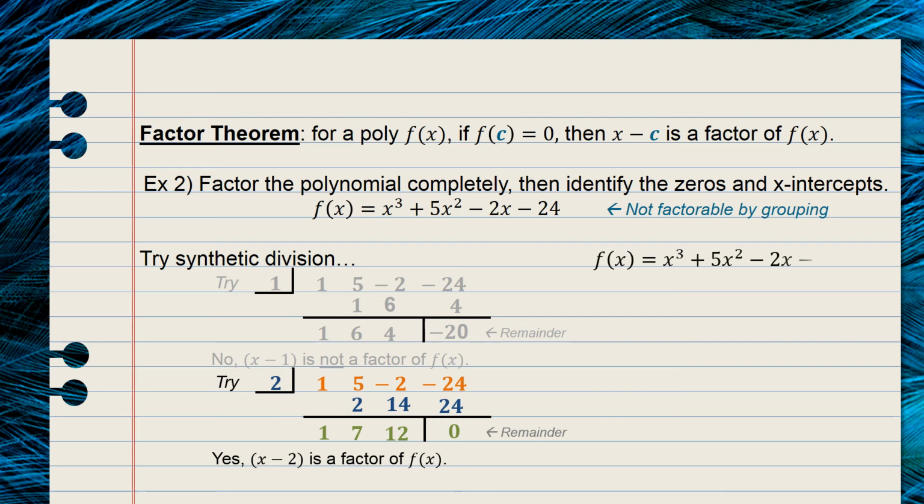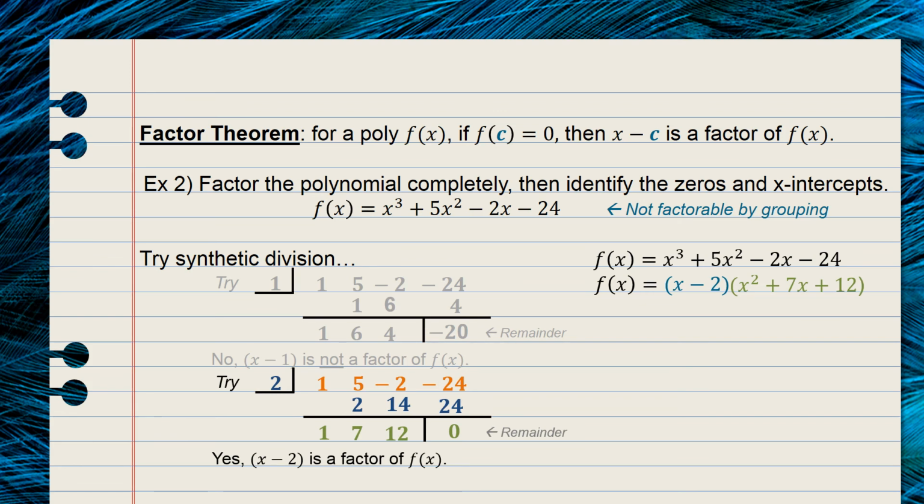So on the right hand side, I have the original function. F of x equals x to the third plus 5x squared minus 2x minus 24. I identified a factor, which means I can now pull out an x minus 2 from the function. But what am I left with? Well, if I factored that out, that means I'm left with the quotient, the result of the division. Well, from synthetic, I have a 1, a 7, and a 12. Well, that means I have an x squared plus 7x plus 12.